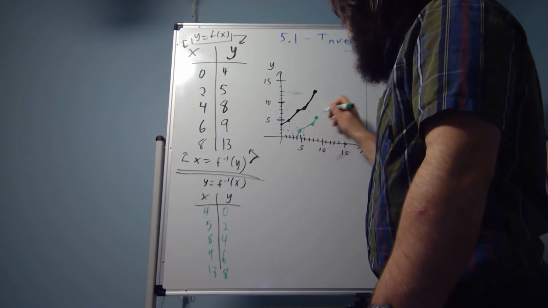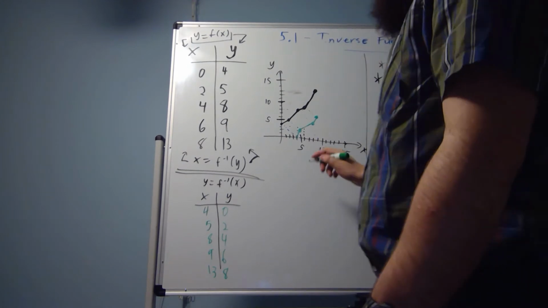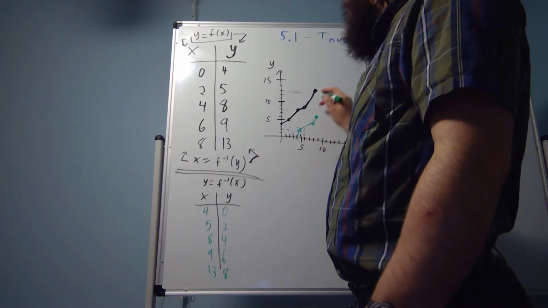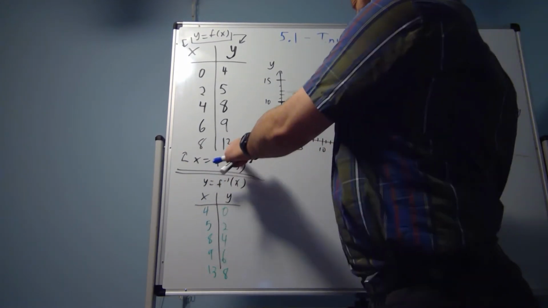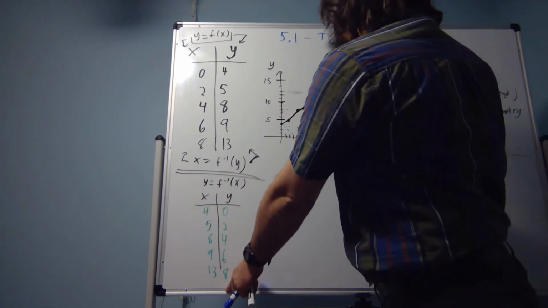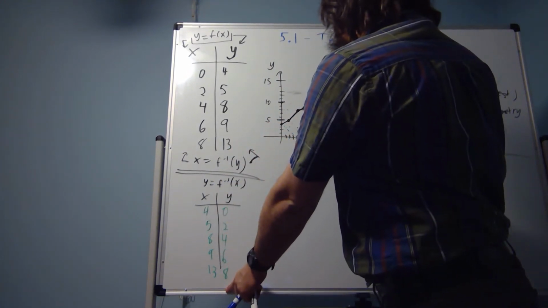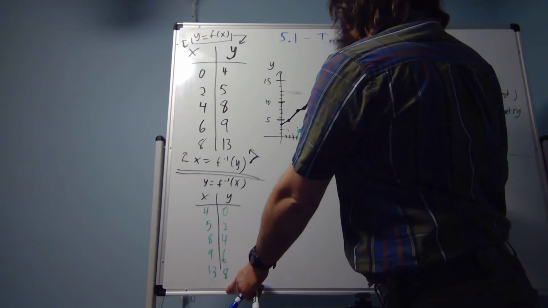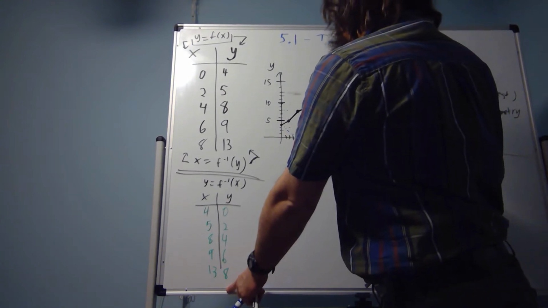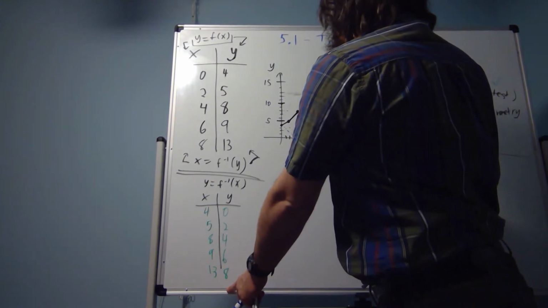It takes a bit of work to get here. So we have 8, 13 in the original function as a black point. Then in green we have 13, 8, which is over here.